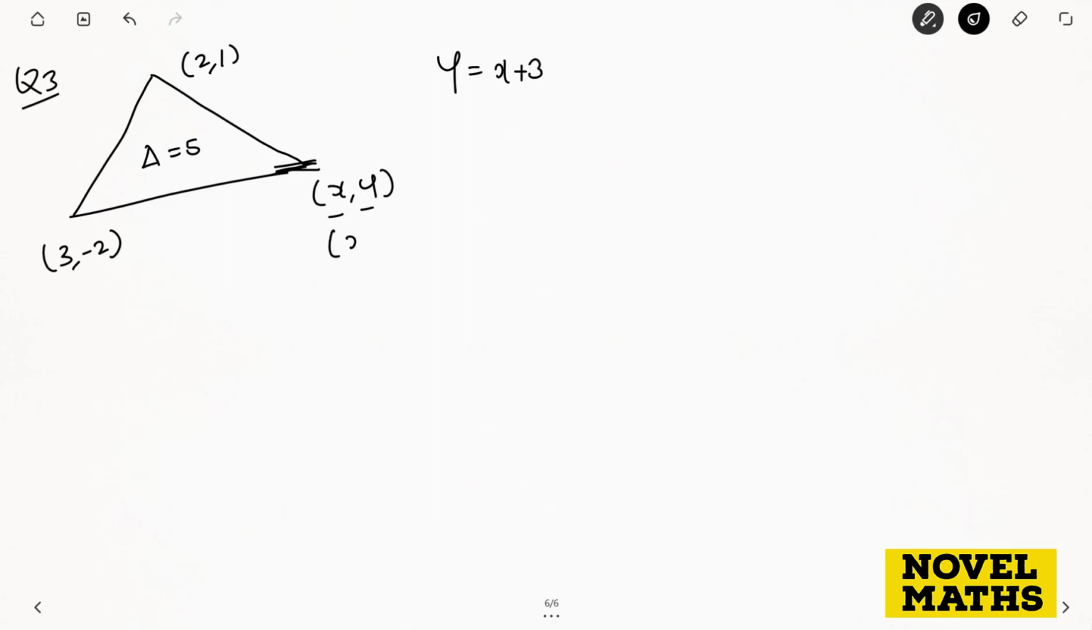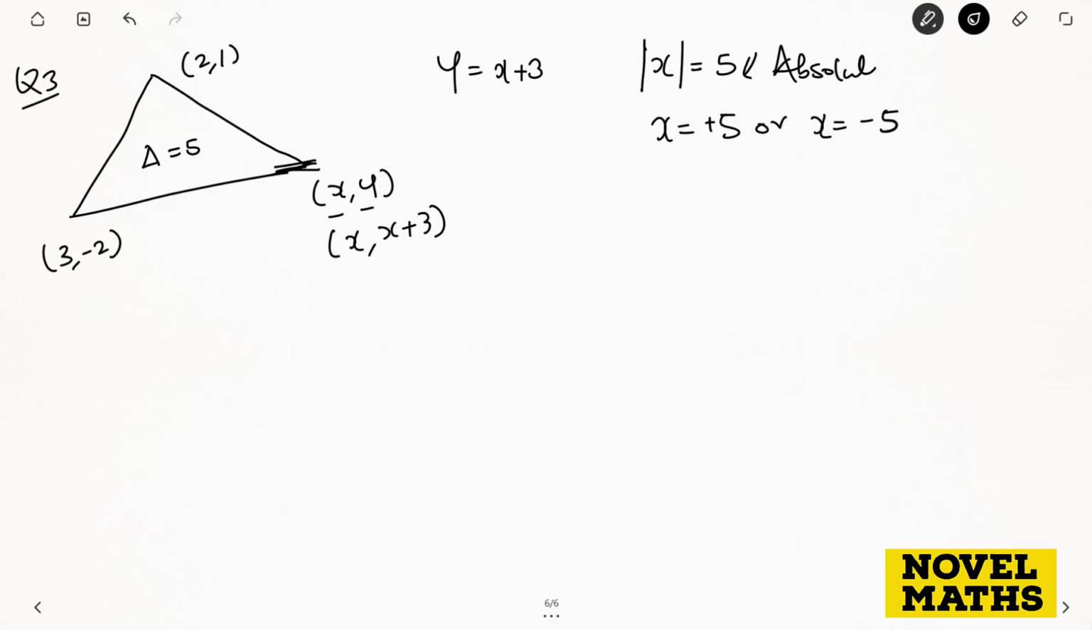So can we write this as x and x plus 3? And we are almost done. We have just one variable in the area of triangle formula and we can solve it. But the important point is you have to take care of this modulus sign. You know mod of x is, if this is let's say 5, so x could be plus 5 or it could be negative 5 because this is absolute value.